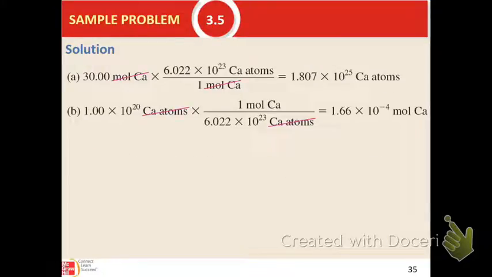And then letter B in your example problem that's in your textbook for you. This is sample problem 3.5, as you can see from the slide. I didn't tell you the page number. I apologize for that. This is on page 91. Letter B asks you for the number of moles. If it gave you atoms, how many moles would that be?